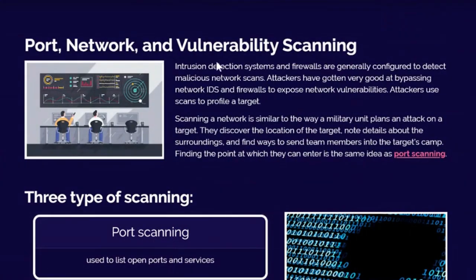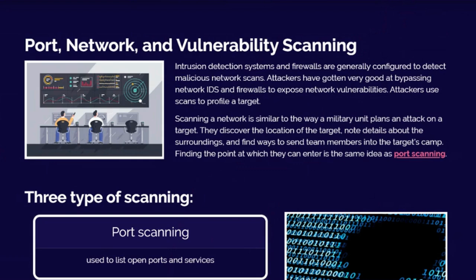Port, network, and vulnerability scanning. So intrusion detection systems, which we've been talking about in the last few weeks, IDS and firewalls are generally configured to detect malicious network scans. So either someone just scans your network, hopefully your IDS is going to pick up on that, or your firewall. But attackers have gotten very good at bypassing your network IDS and firewalls to expose your network vulnerabilities.